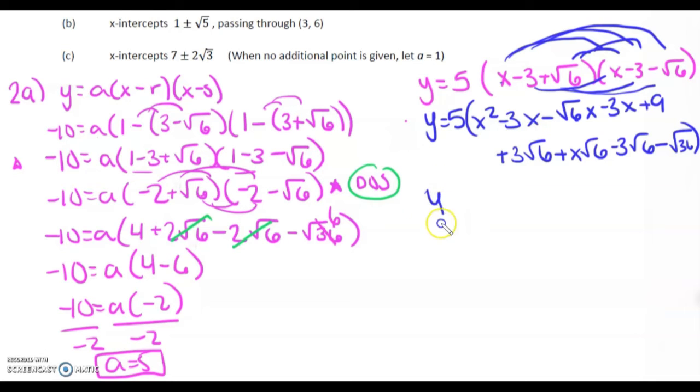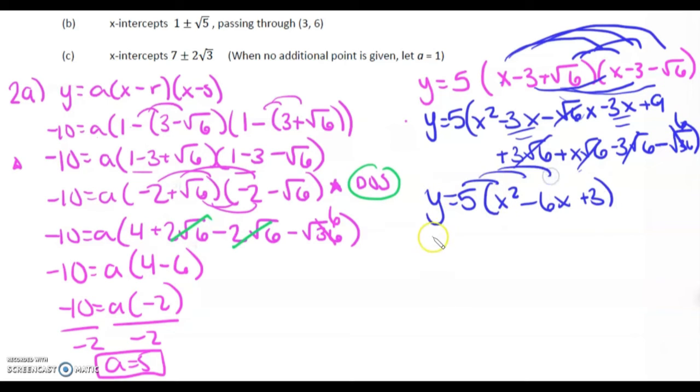Okay, and now let's simplify. There's going to be a couple that we can cross out: 3 root 6 minus 3 root 6, x root 6 and negative x root 6. And now let's collect like terms. We only have one x squared term. We have negative 6 x's. And we have 9 minus 6, which is 3. So I get y equals 5x squared minus 30x plus 15.